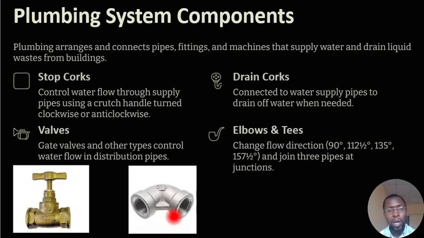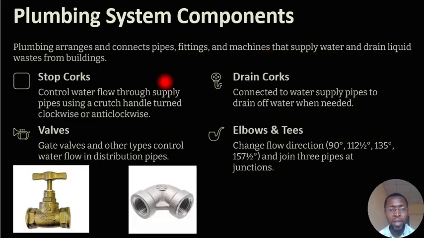All right. So we now talk about the plumbing system components. Of course, we know that a tap is one of the plumbing system components. So plumbing arranges and connects pipes, fittings, and machines that supply water and drain liquid waste from buildings. Without plumbing system components in a building, that building will be messed up with water and it will stink because water is not flowing. All right, so there is need for a plumbing system for water to flow easily out and in, to avoid smells, to avoid stinking, to avoid messing up the building.